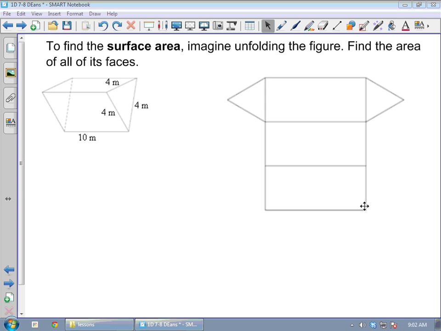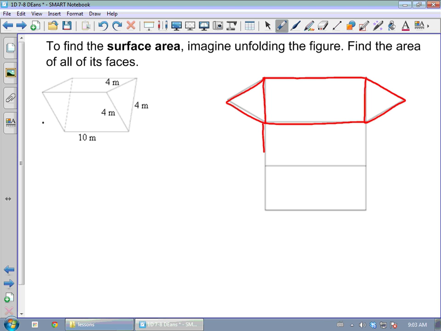The easiest way to think about this is imagine taking our prism, like we had in the last question, and unfolding it so that it was flat and all the shapes lie on the ground. And then we can identify what shapes are making up our triangular prism. We've got two triangles here, one that represented our base, one that represented the top, and then we've got four rectangles that represented the sides here.